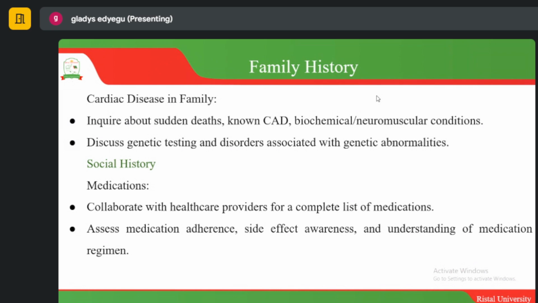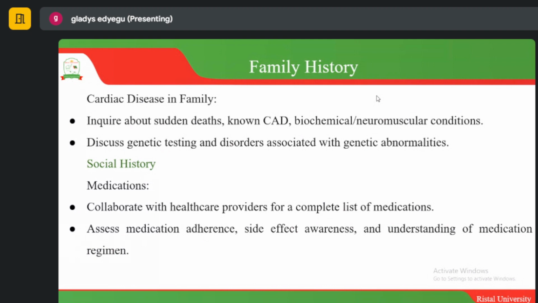Then assess medication adherence. Is the patient really taking these drugs appropriately as advised by the health worker, or is the patient actually not adhering to the treatment, which is aggravating his pain, aggravating the condition and making it worse? Then also the side effect awareness.